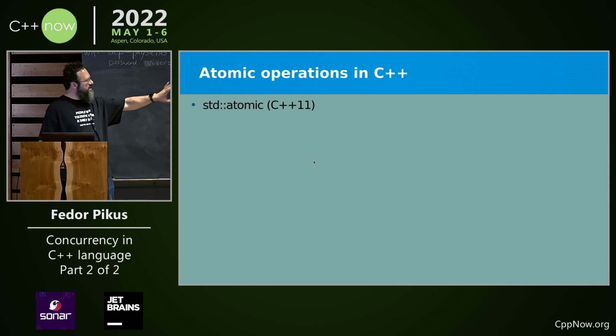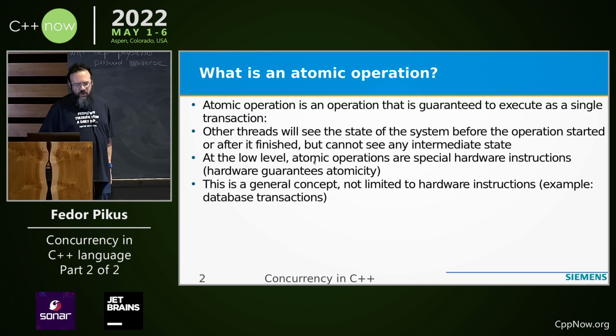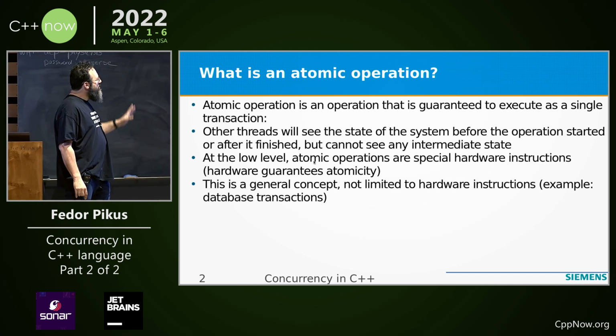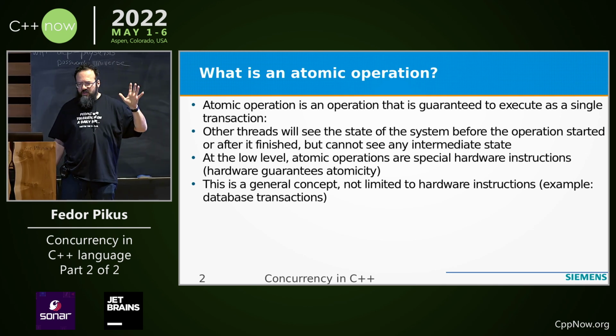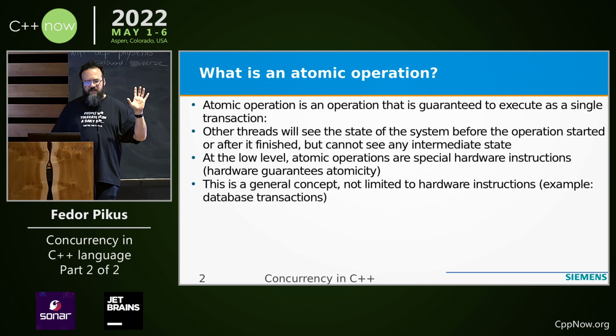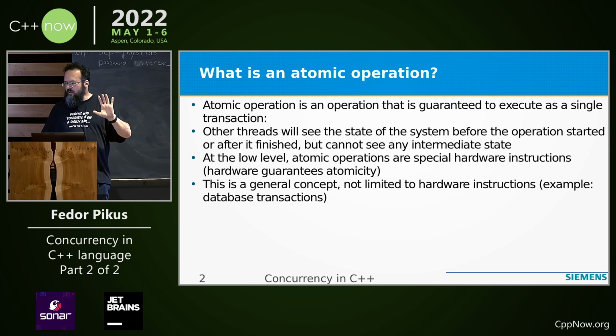Okay, so C++11, among other things, gave us std::atomic. So first of all, what's an atomic operation? An atomic operation is an operation that is guaranteed to execute as a single transaction. What it means is other threads will see the state of, in our case, memory, because we're talking about memory model interaction of threads through memory, as either before the operation or after the operation, but not during the operation.